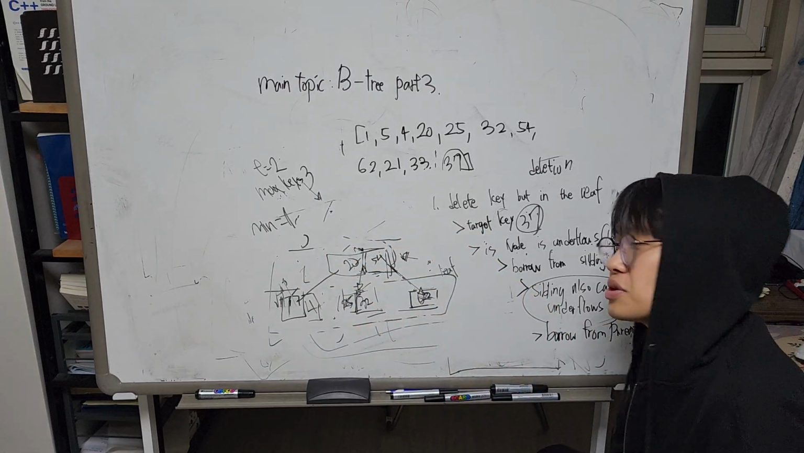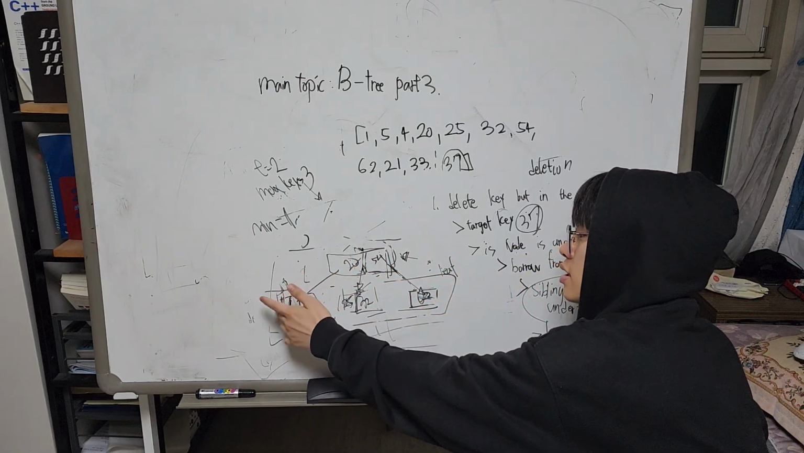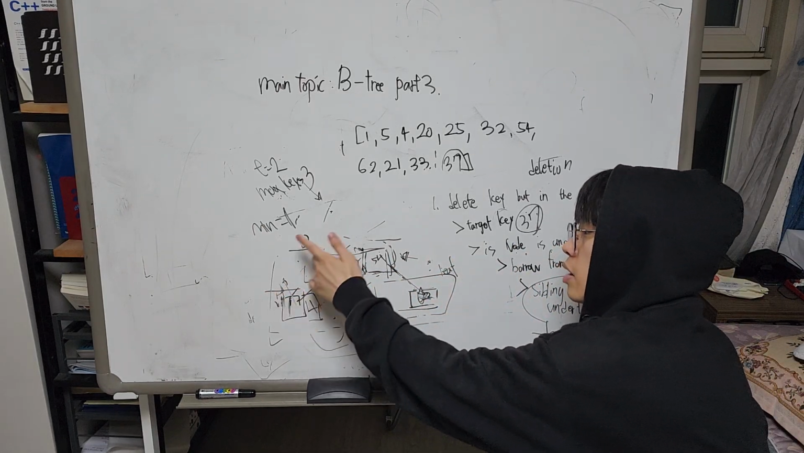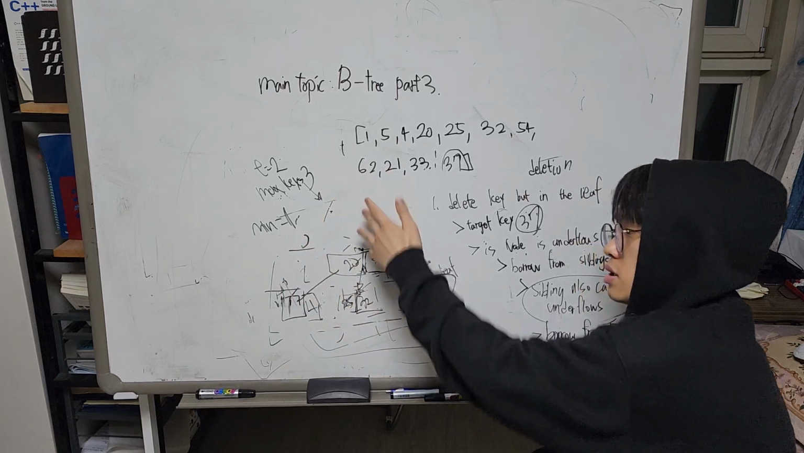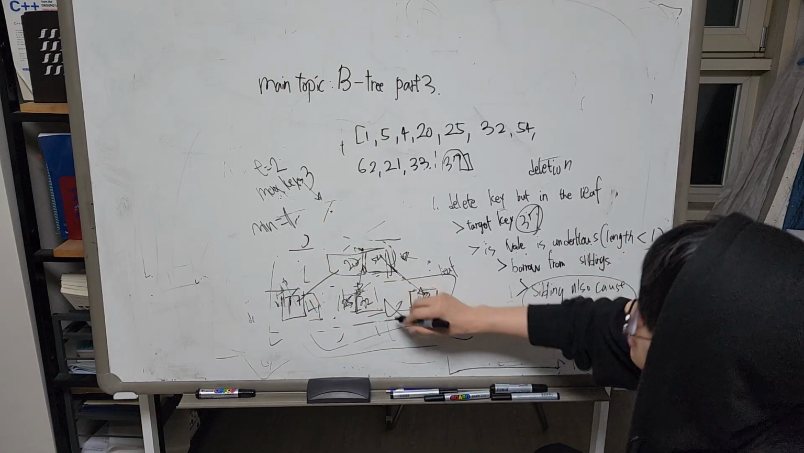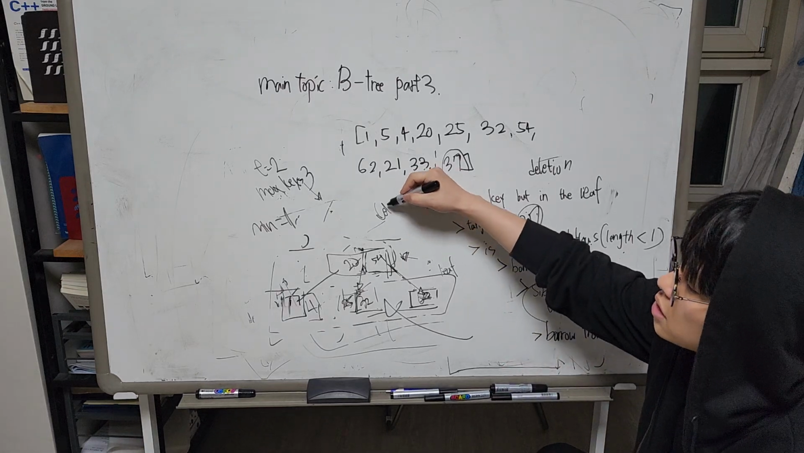It's really kind of hard because you have to check if it's created underflows, borrow from the parent. If the parents also cause underflows, borrow from the parents again. So those kinds of things make the B-tree data structure really hard. But I think the deletion part is really the hardest thing in the B-tree.